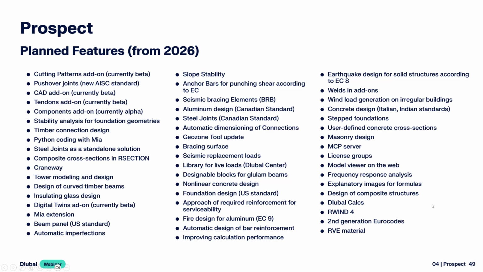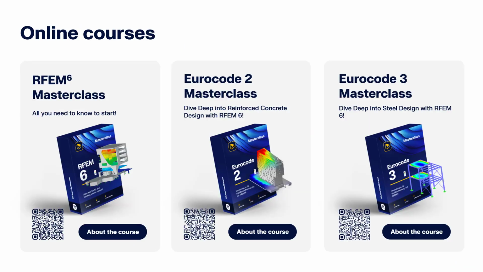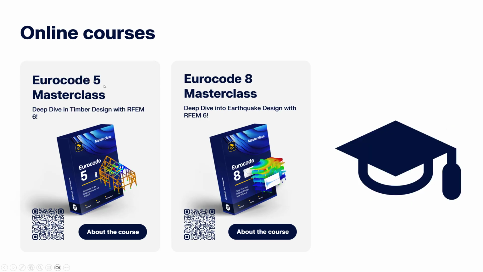Okay, that should be all for the 4 points for today. At the end of the webinar, I have an additional hint for you. You can book our RFEM 6 course, for example, our online course for beginners, and the other online courses for the Eurocodes, for example, Eurocode 2 for the reinforced concrete design with RFEM 6, the Eurocode 3 course for the steel design with RFEM 6, Eurocode 5 for the timber design, and Eurocode 8 for the earthquake design.